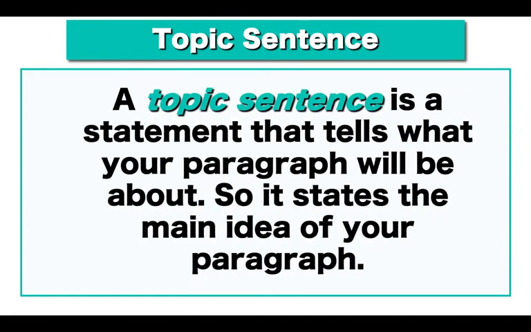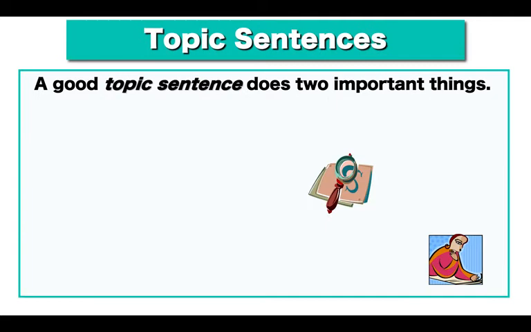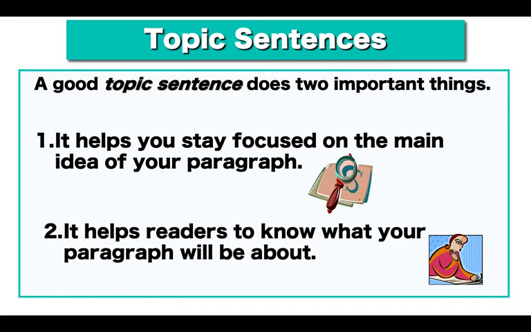What is a topic sentence? A topic sentence is a statement that tells what your paragraph will be about. So it states the main idea of your paragraph. That's right. A good topic sentence does two important things. First, it helps you stay focused on the main idea of your paragraph. And number two, it helps readers to know what your paragraph will be about.